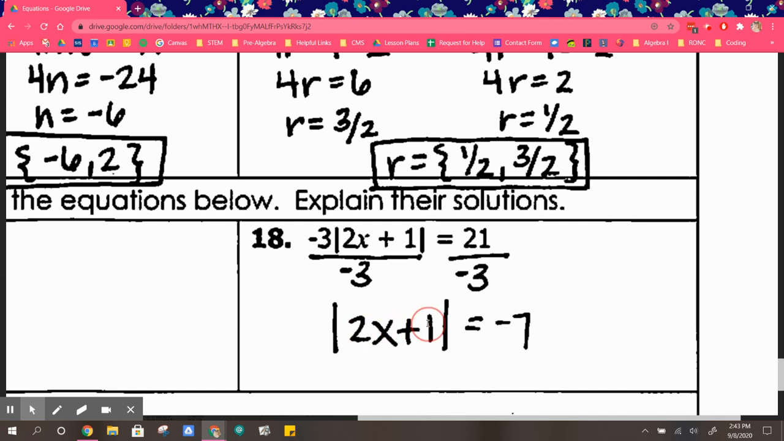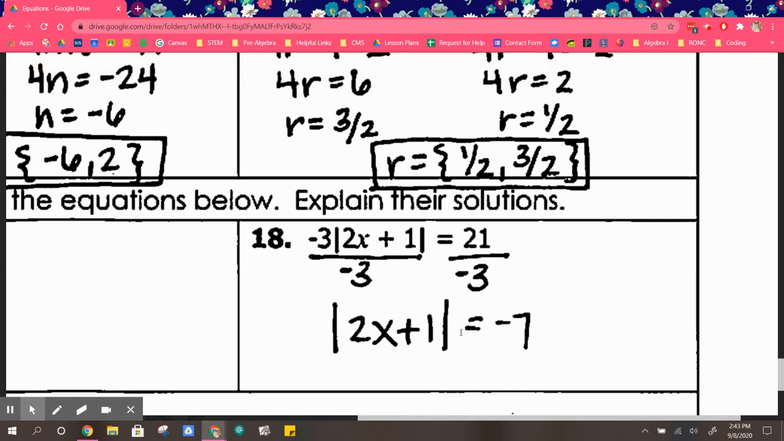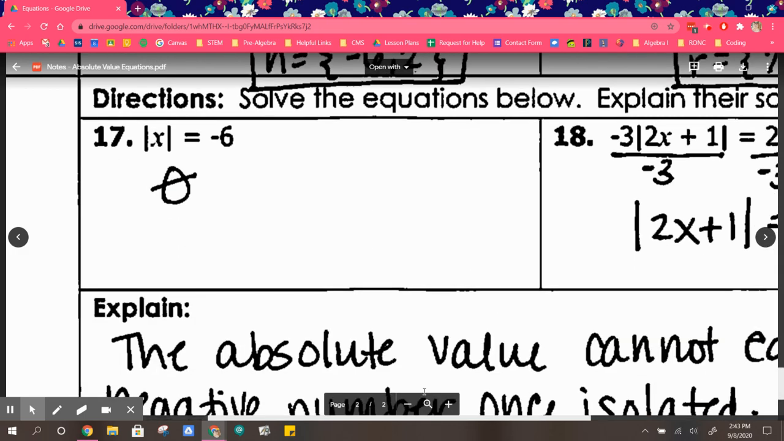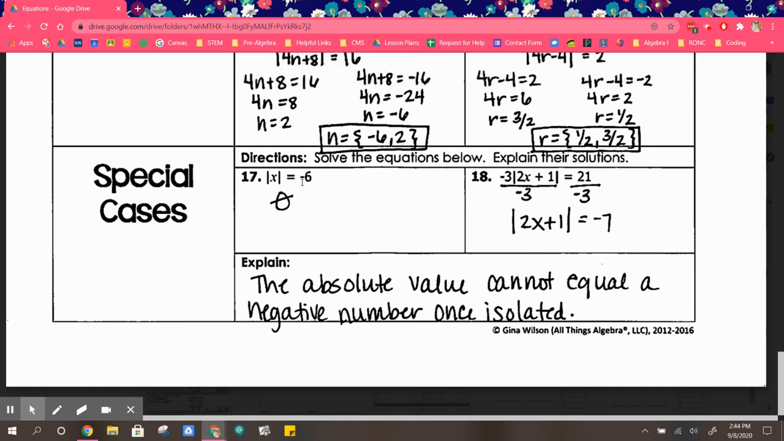Okay, so if you get this far to where you have the absolute value by itself, and then you have a negative number over here, your answer is no solution. There is no physical way you can get this answer. So you would, again, put the no solution symbol like you see here. Okay, and the absolute value cannot equal a negative number once it's isolated. So there are times where you will get no solution, but most of the time you should have two solutions. You may even come up with a case that has one solution, but absolute value for the most part is going to get you those two solutions or no solution at all.